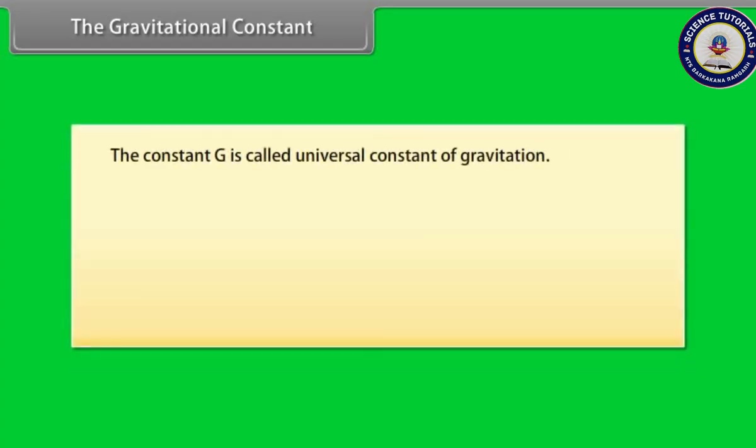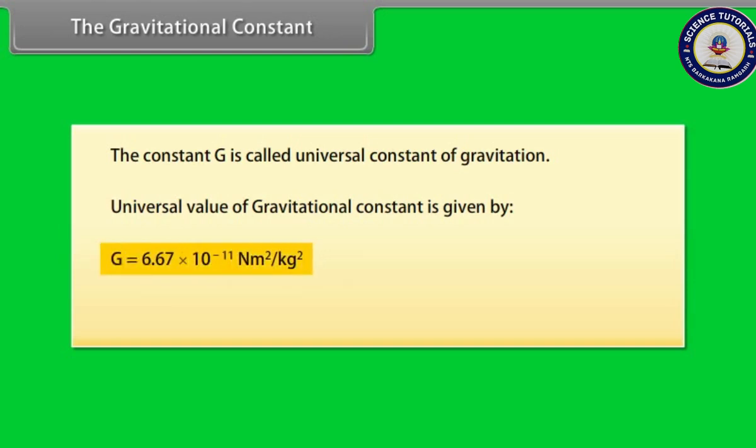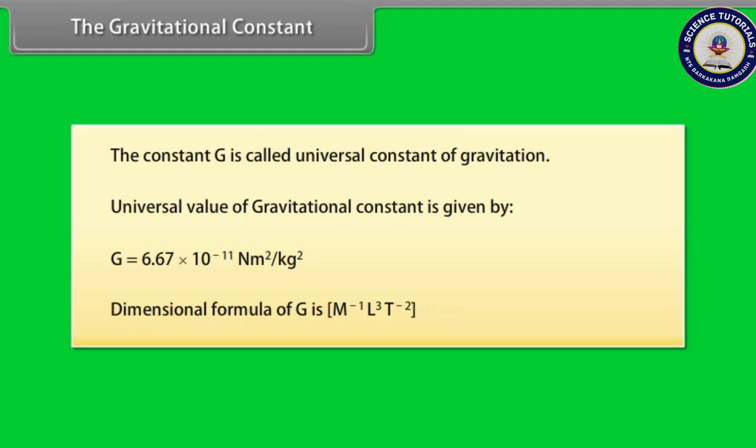The gravitational constant. The constant G is called the universal constant of gravitation. The universal value of the gravitational constant is given by G is equal to 6.67 into 10 to the power minus 11 newton meter squared per kilogram squared. The dimensional formula of G is M to the power minus 1 L cubed T to the power minus 2.